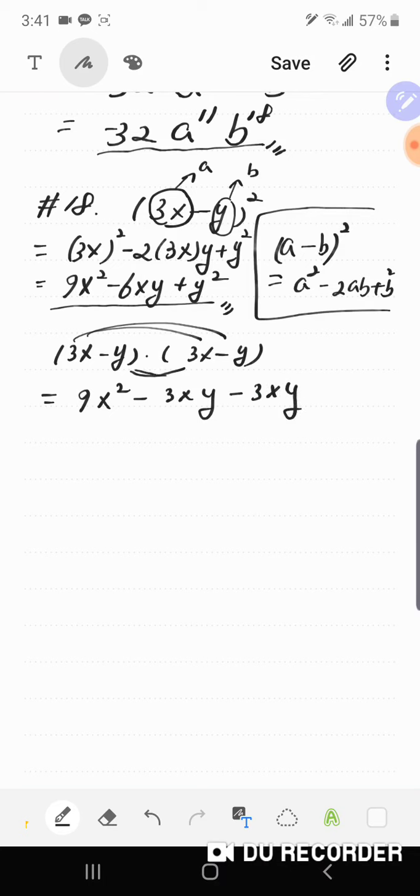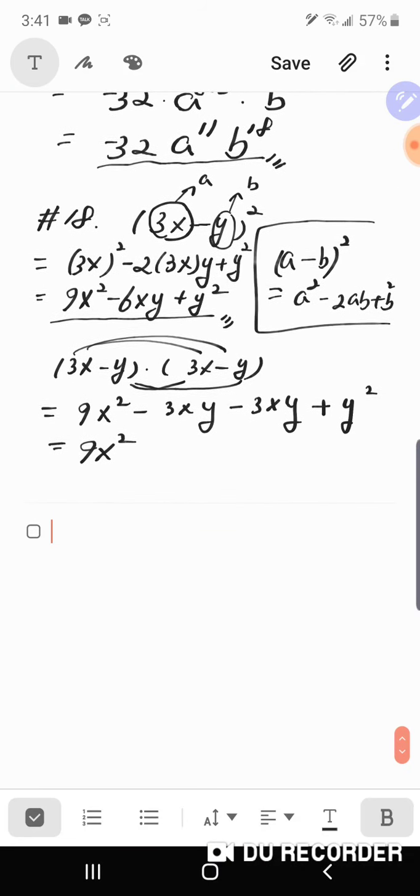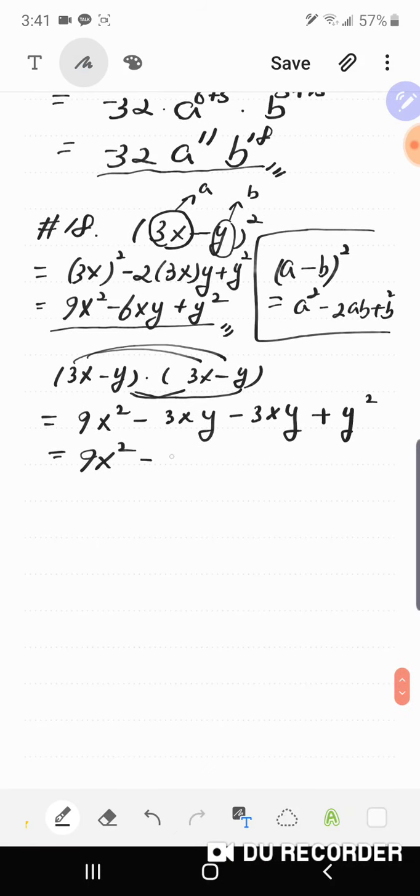And then multiply the last terms. Negative y times negative y is y². And then combine the like terms. This will be 9x² minus 6xy plus y². So we can get the answer like this. You can use the formula, or you can just multiply the binomial twice.